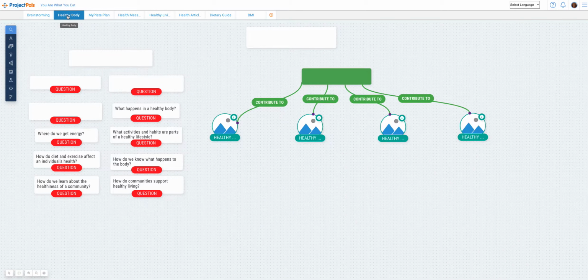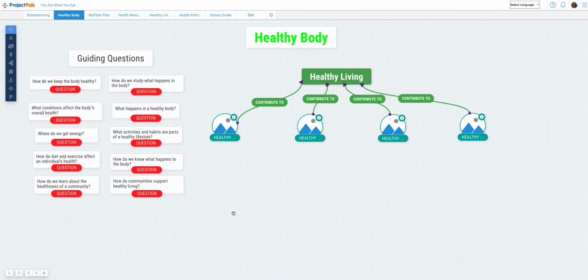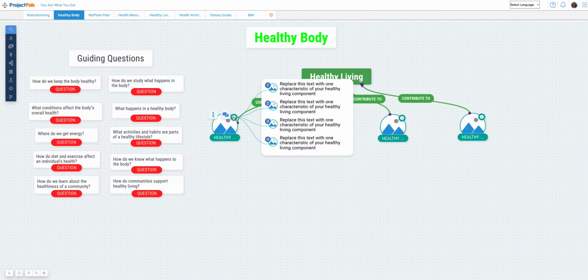In the Healthy Body tab, you will start thinking about what happens inside your body. Guided by the questions posted on the workspace, develop a mind map to help organize and group your ideas about what happens inside the body and how we keep the body healthy and what conditions affect the body's overall health. You will use the components to come up with the basic elements that keep our body healthy and their characteristics.